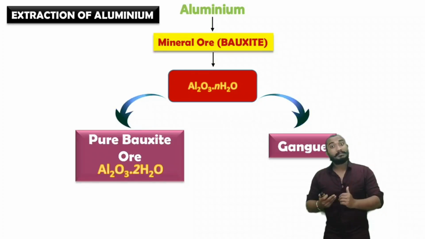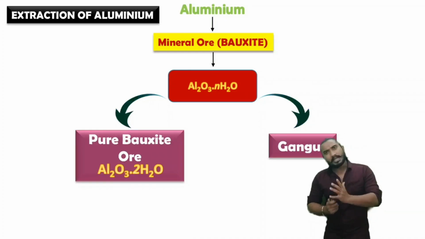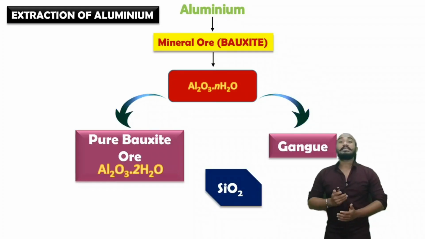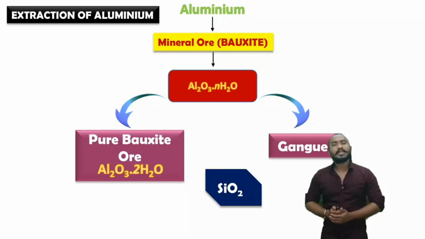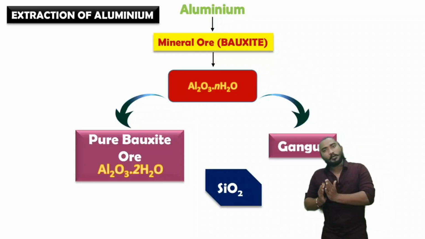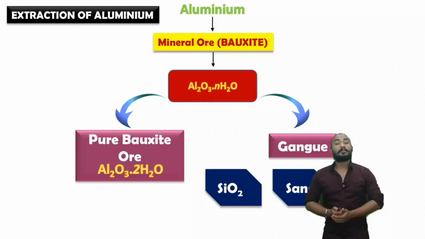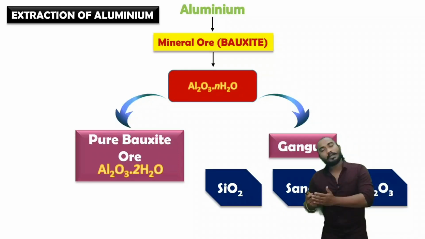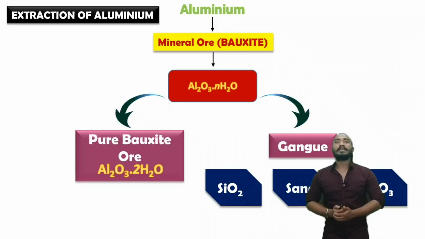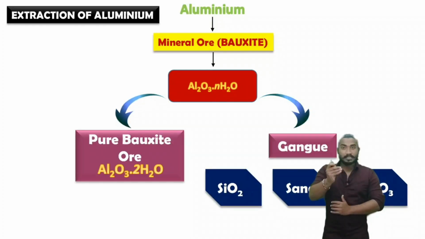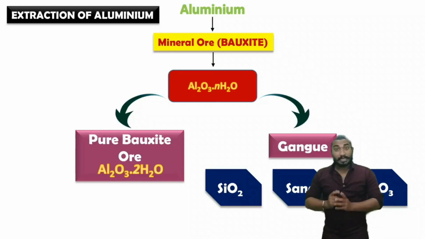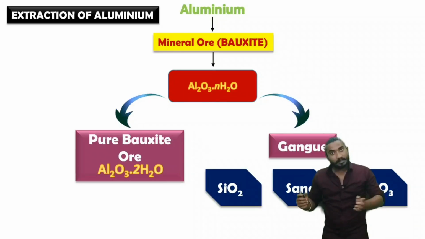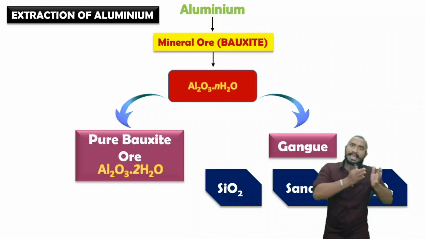Let us understand the names of the impurities. The very first and primary impurity is silica dioxide. The formula for silica dioxide is SiO2. The second impurity is sand particles. And last but not the least, the last impurity is ferric oxide, which has a formula Fe2O3. Once again, mineral bauxite is an ore of aluminium. It has two different components, the pure bauxite and the gangue particles.